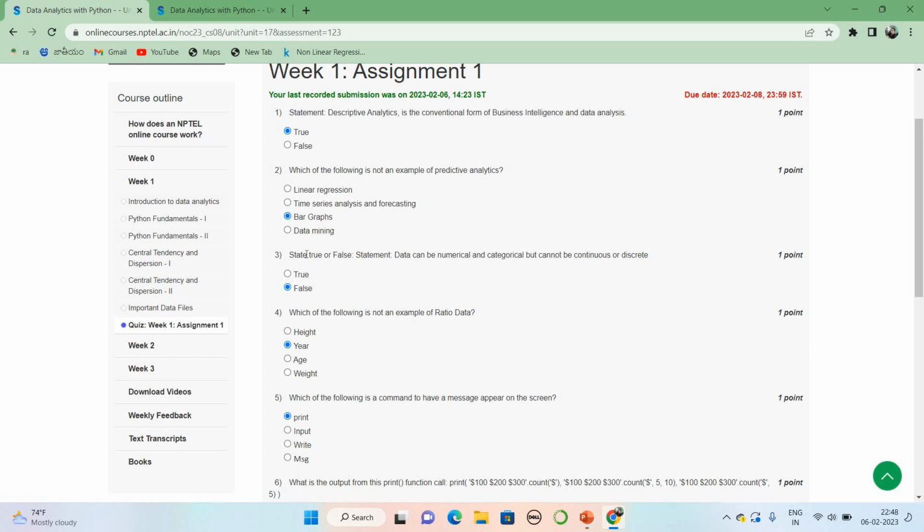Now coming to the third one, we have to mark it as true or false. Data can be numerical and categorical but cannot be continuous and discrete. There is no rule that data can only be numerical and categorical. It can be of any type. So the statement is false.